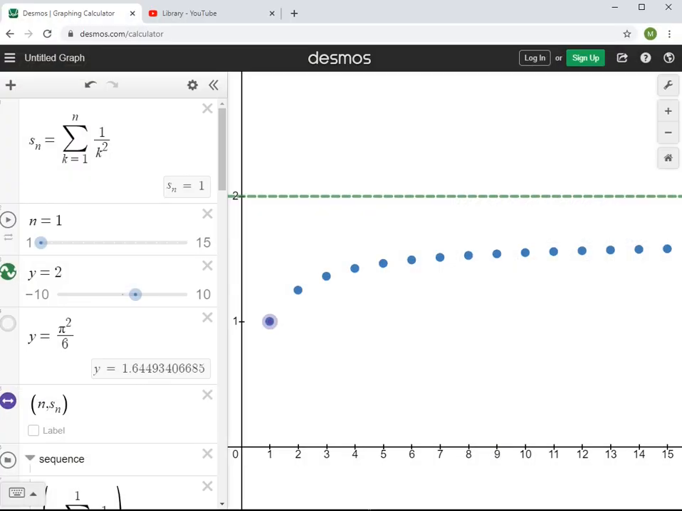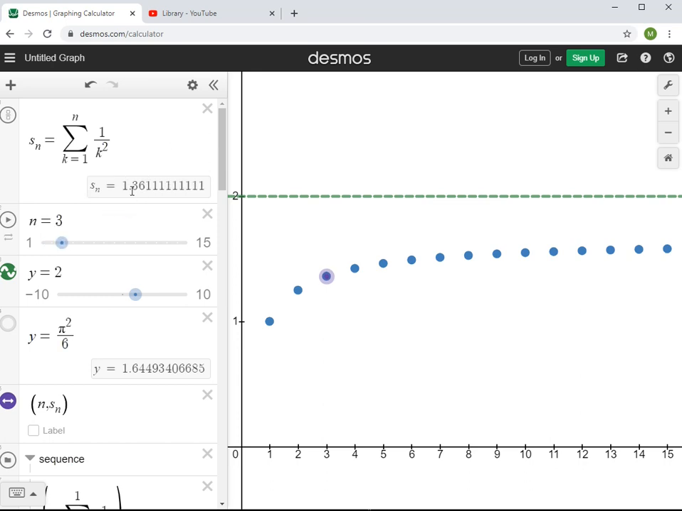Okay, so here's a visual to help us spell that out in a little more detail. Here I'm plotting the sequence of partial sums S sub n. S sub n is just the sum of 1 over k squared as k goes from 1 to n. So S sub 1 is just 1. S sub 2 is 1.25, right? That'd be 1 plus 1 over 2 squared.